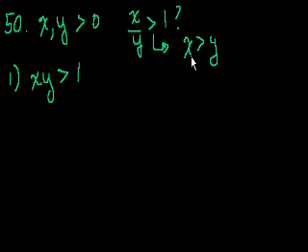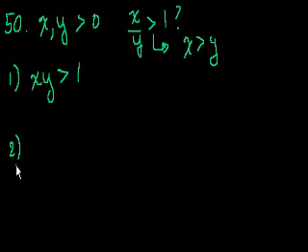And remember, the only reason why I didn't have to change the inequality is because I knew that when I'm multiplying both sides by y, that y is greater than 0. If y was less than 0, I'd have to switch the sign right here when I multiply both sides by it. But anyway, if I can prove x is greater than y, we're all set. This doesn't help me. Let's see.